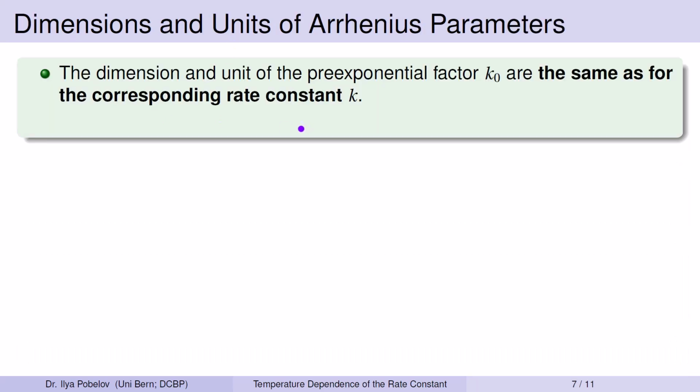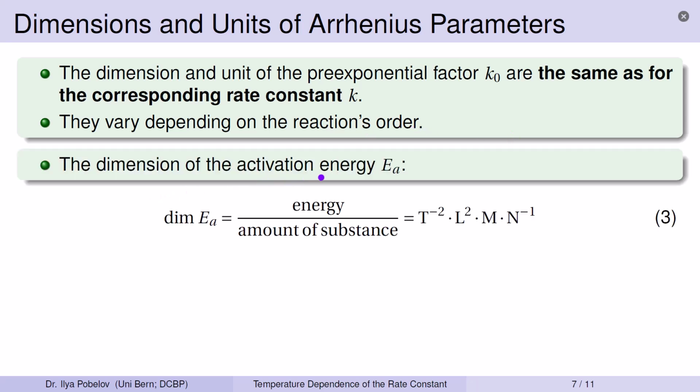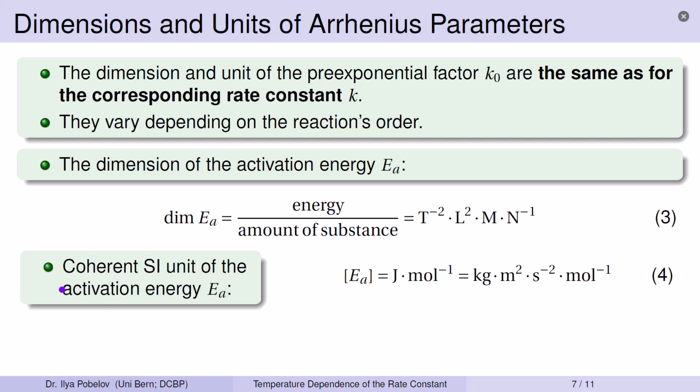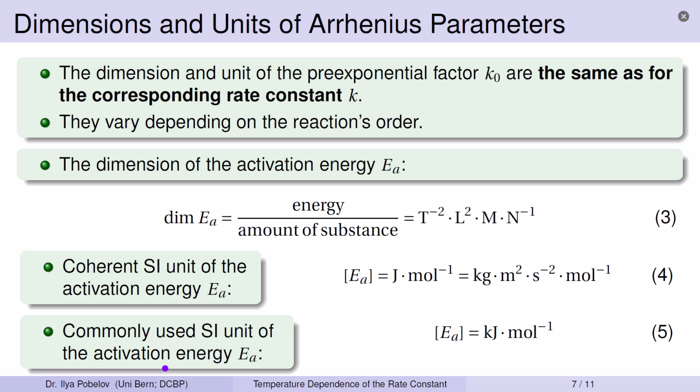The dimensions and units of the pre-exponential factor are the same as for the corresponding rate constant. As we had discussed before, they vary depending on the reaction's order. The dimension of the activation energy is energy per amount of substance. The corresponding coherent SI unit is joule per mole, although the activation energy is typically expressed in kilojoule per mole.